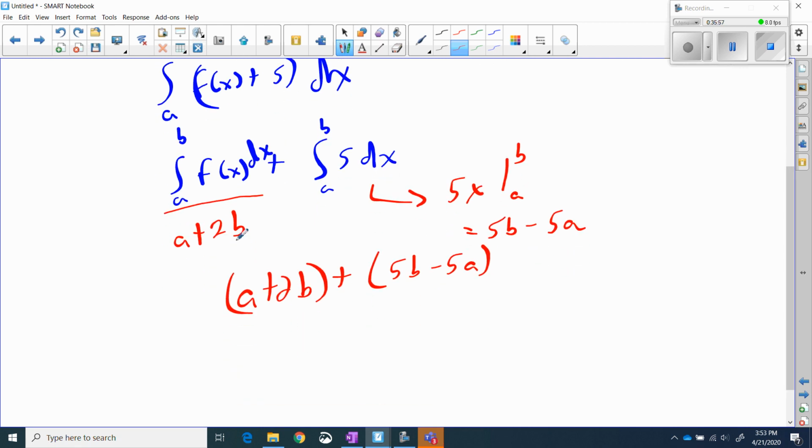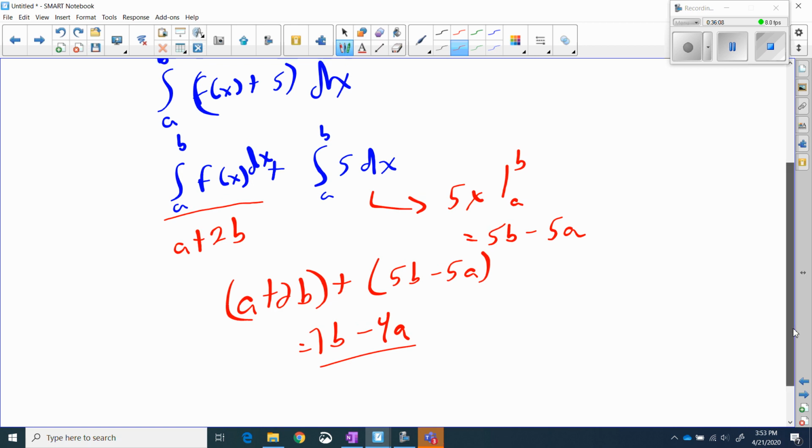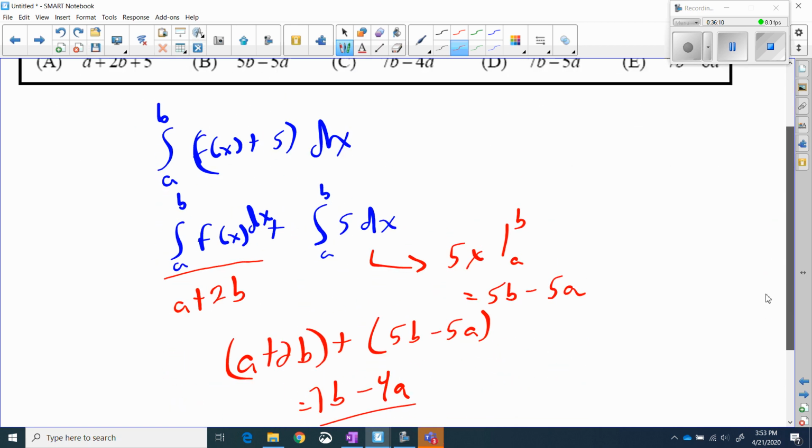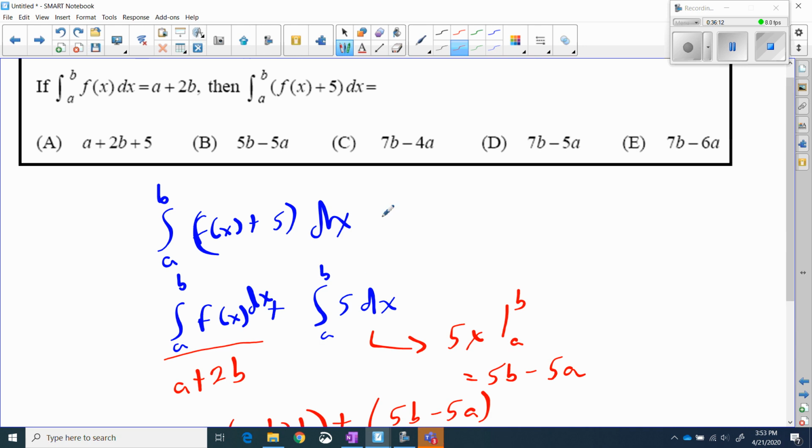Let's tally this up. So I got 2b and 5b. I've got 7b. I've got a plus negative 5a, negative 4a. So there's what I think that expression is equal to in terms of a and b. 7b minus 4a. There it is. C.